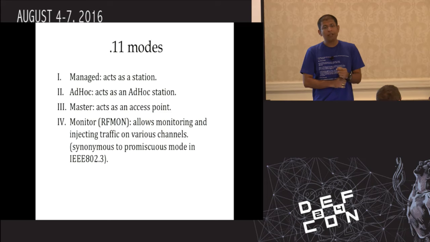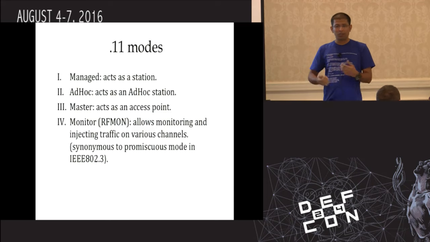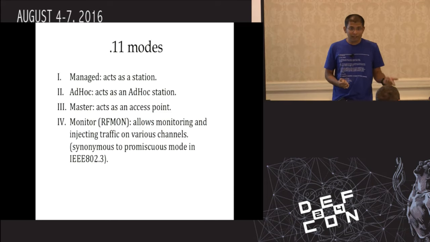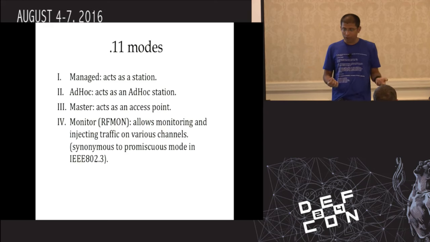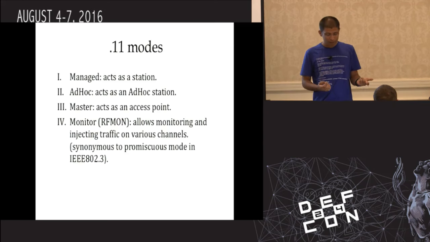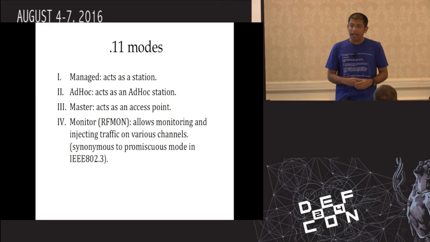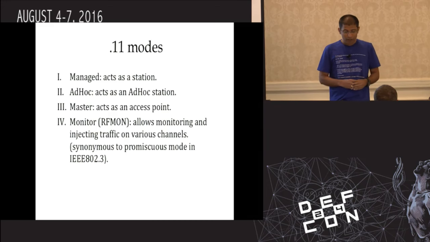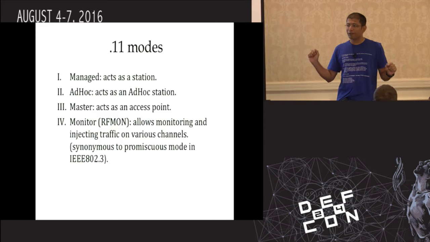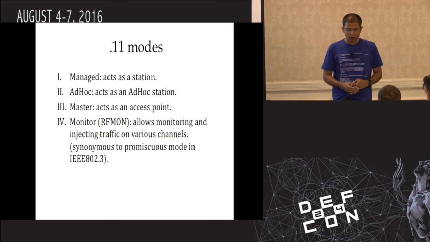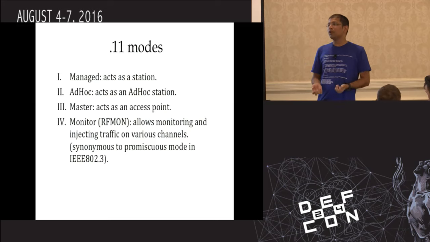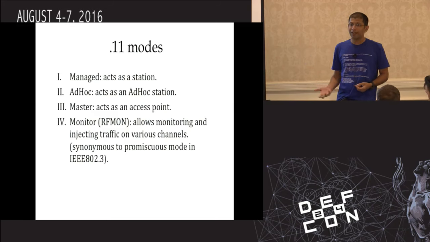Ad hoc mode, which is kind of maybe a patch driver or maybe some edited stack present in the IEEE 802.11 protocol stack, and we are using it for some ad hoc purpose for that matter. Master acts as an access point. And monitor mode, one of the very favorite modes of an attacker for that matter, allows monitoring and injecting traffic on various channels, synonymous to promiscuous mode in the case of a wired network.